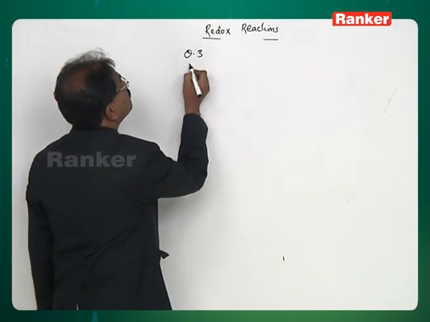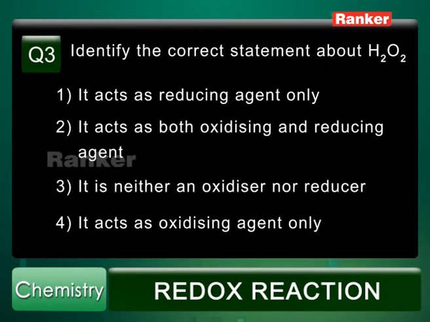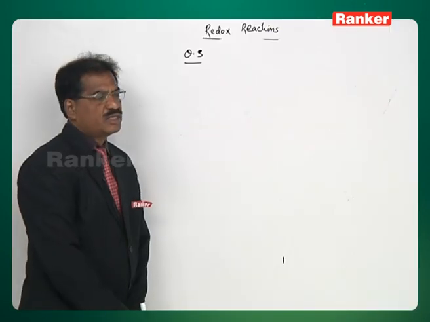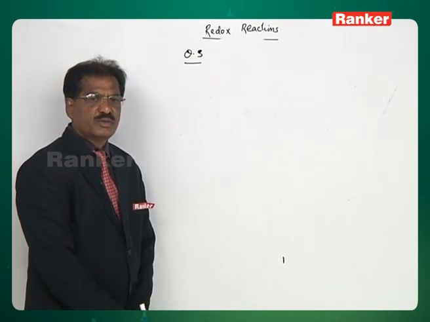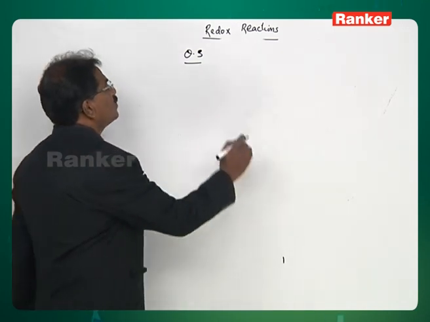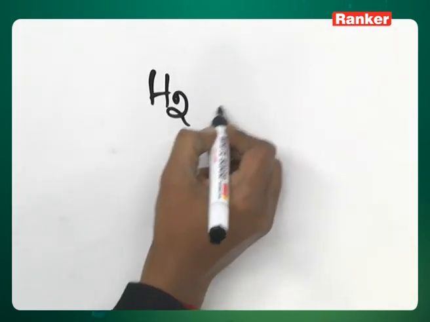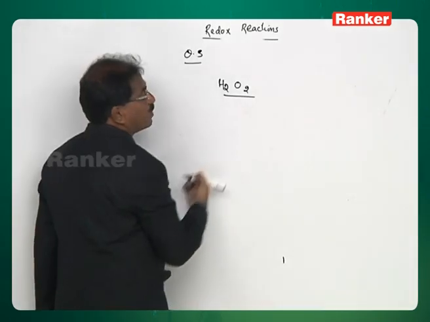Question number 3. Identify the correct statement about hydrogen peroxide. It acts as reducing agent only. It acts as both oxidizing and reducing agent. It is neither oxidizer nor reducer. It acts as oxidizing agent only. So among these 4 options, now we have to identify the correct option that is applicable to hydrogen peroxide. First, you observe the oxidation state of the oxygen in hydrogen peroxide.